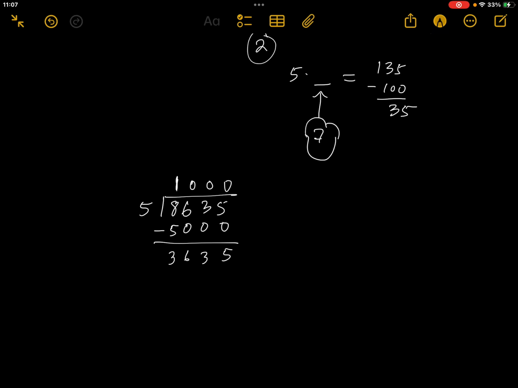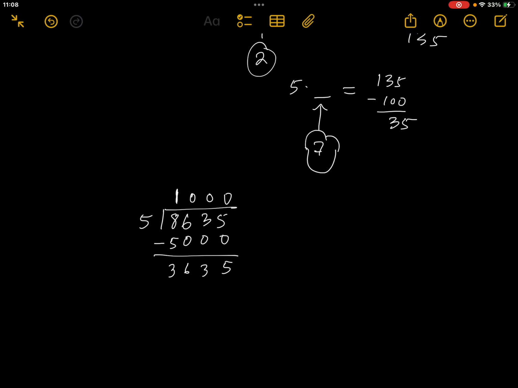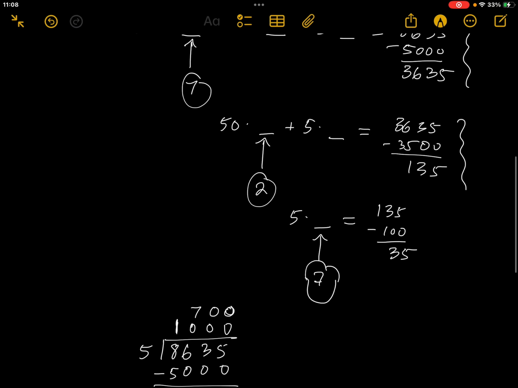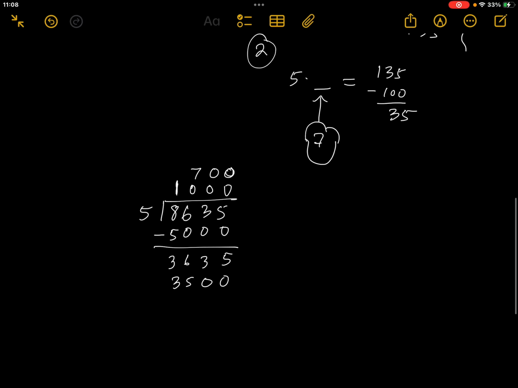Now I ask, how many hundreds am I going to have when I multiply by 5? 700, right? Because it can't be 800, because that would be 4,000, that's too much. But 700 will work. 5 times 700 is 3,500. That's the 3,500 here. And when you subtract, you get 135.